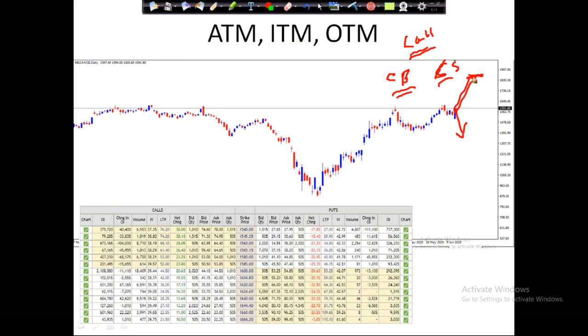In another condition, if price goes up in a put direction, who will sell the put? Who will sell the put? That is why we need another put seller. All right, that is why there are two segments: call option and put option. Okay.